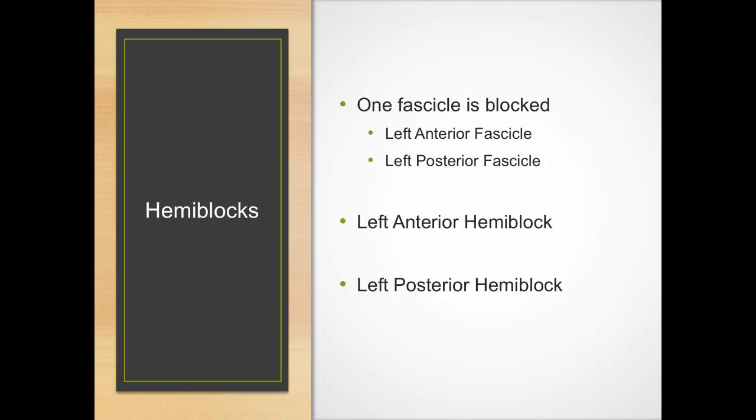So with hemiblocks, with these fascicular blocks, not the entire left bundle branch but one of these fascicles is blocked off. Our anterior fascicle is blocked, or our posterior fascicle is blocked, and that creates a left anterior hemiblock, or left anterior fascicular block, or a left posterior hemiblock, or left posterior fascicular block.